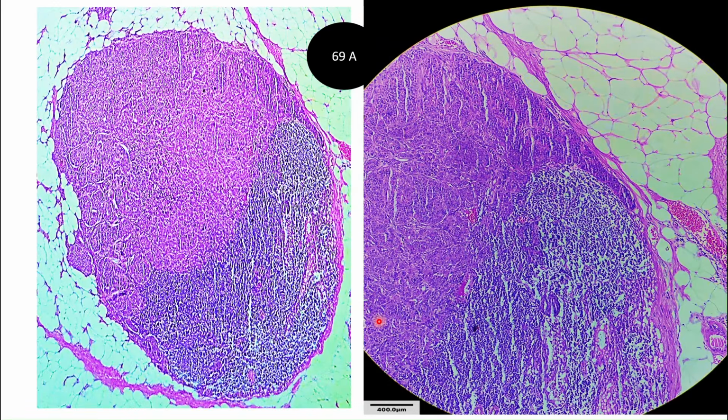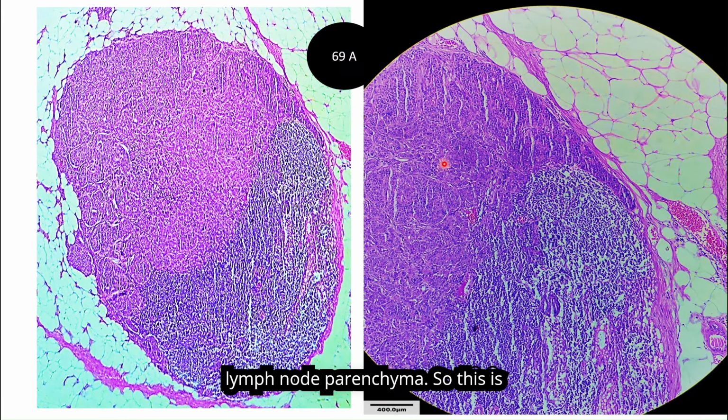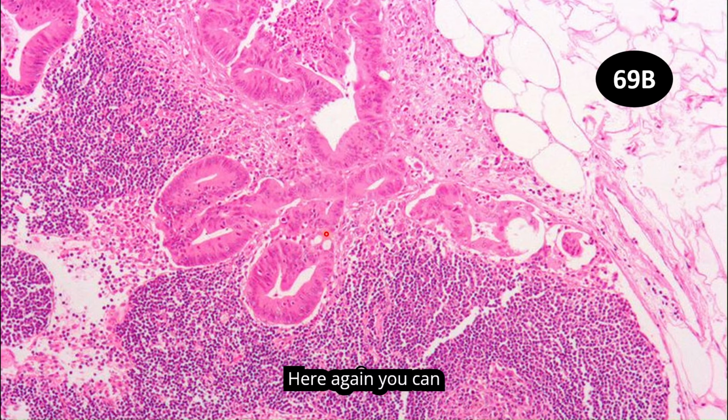In lymph node, this is the small lymph node showing normal parenchyma and some glandular epithelial cells in the lymph node parenchyma. So this is lymph node metastasis. Here again you can see lymph node architecture and some malignant glands are infiltrated into the lymph node parenchyma. So this is called metastatic lymph node.